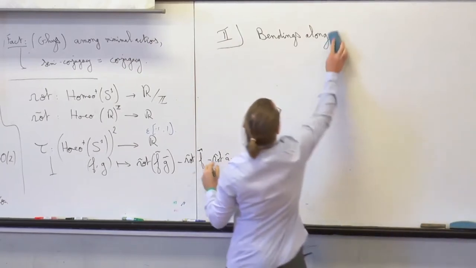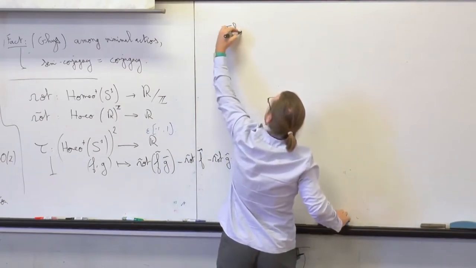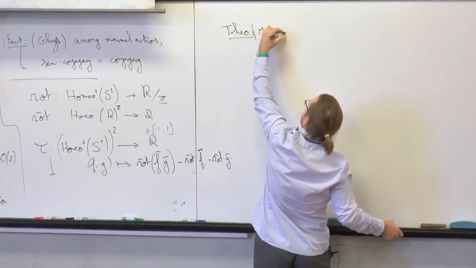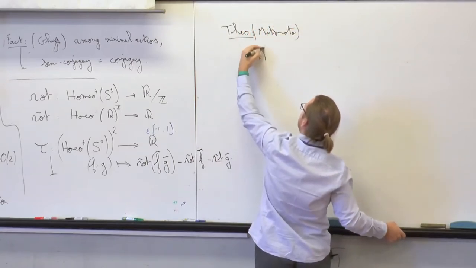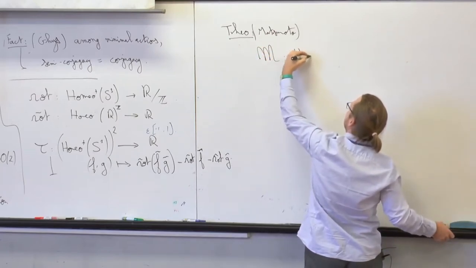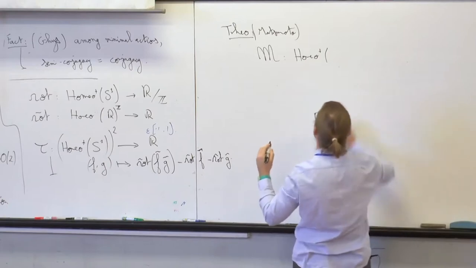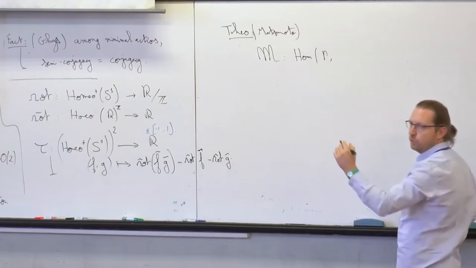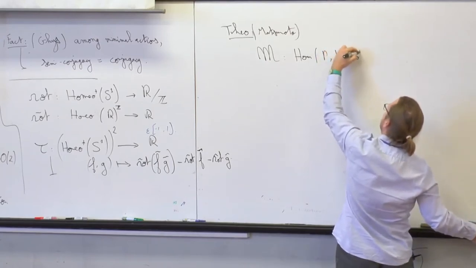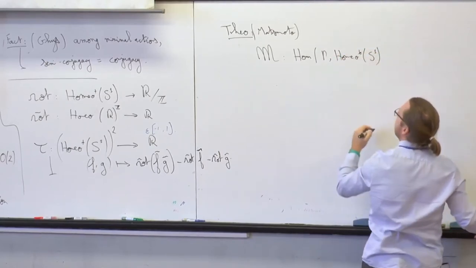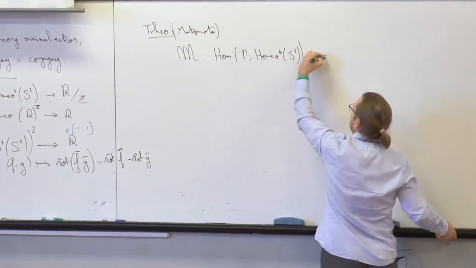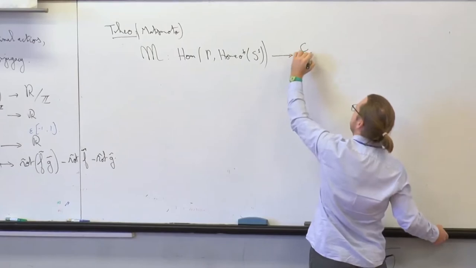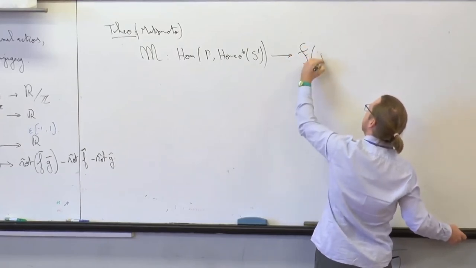Oh yeah, so this is a theorem that says that you have a map from Hom of gamma, where you take a discrete group, any discrete group, to Homeo of the circle. And to each representation, you can assign a function on three variables.